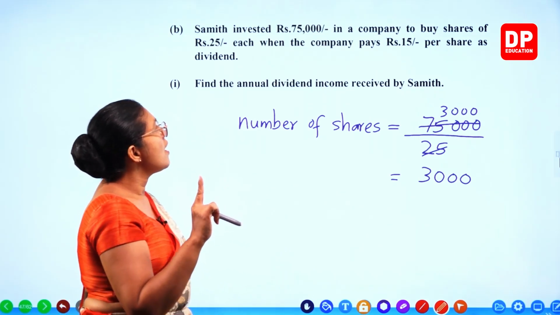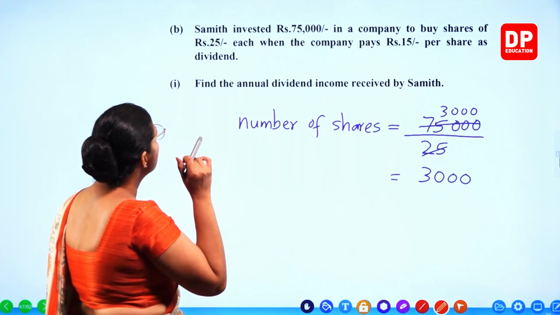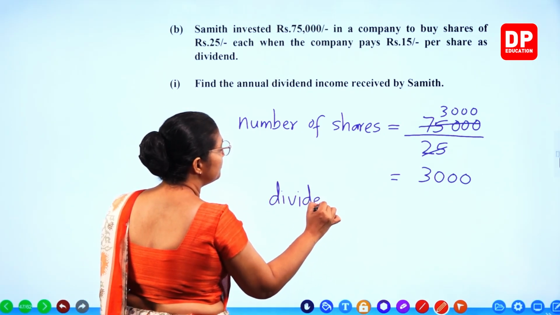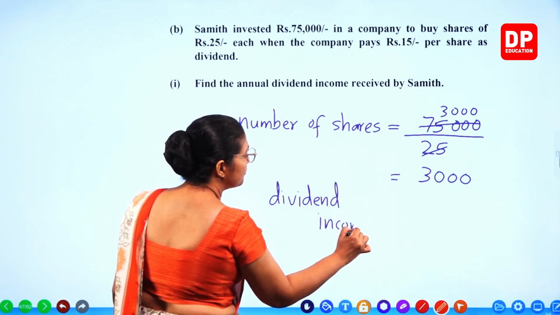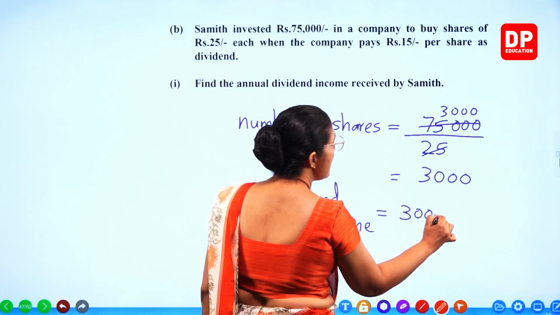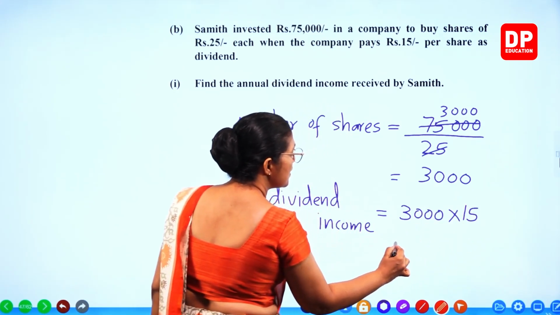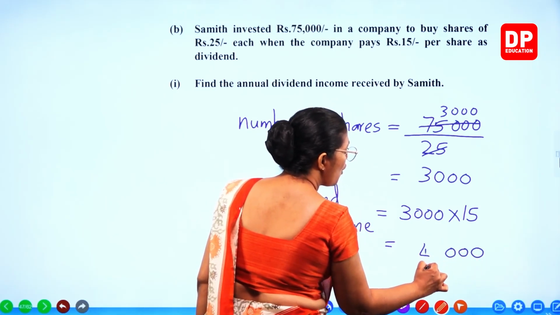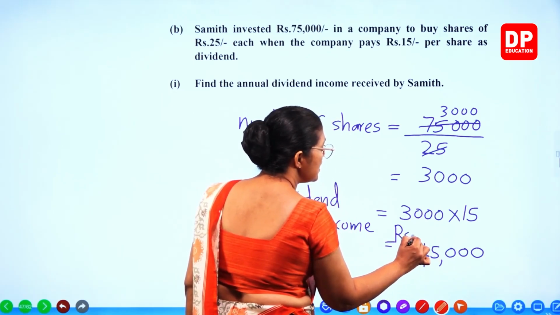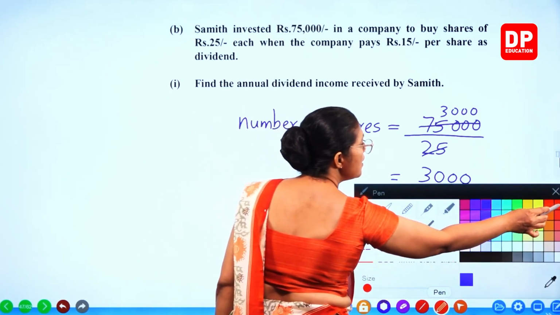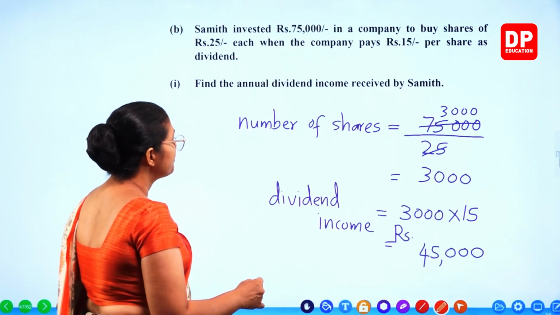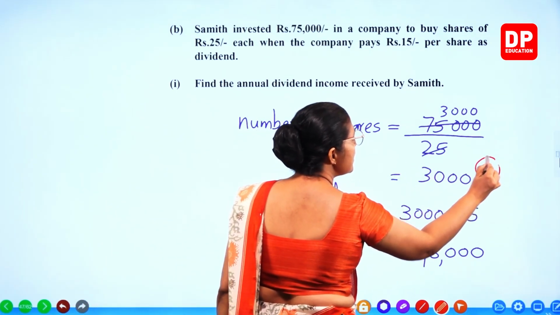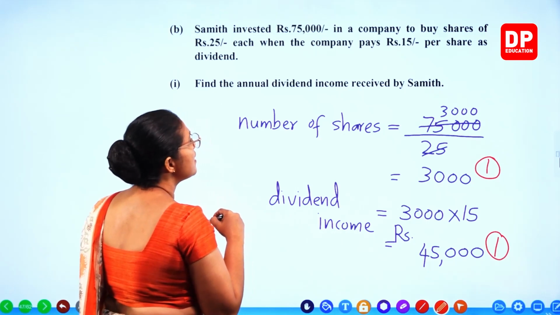Then for each share he gets 15 rupees after the year. So what is the dividend income? 3,000 shares are there, each with 15 rupees. So multiply by 15. 3 zeros, 3 times 15, that's 45. So dividend income is 45,000 rupees. So you get 2 marks for that. 1 mark for finding shares and 1 mark for finding the answer.